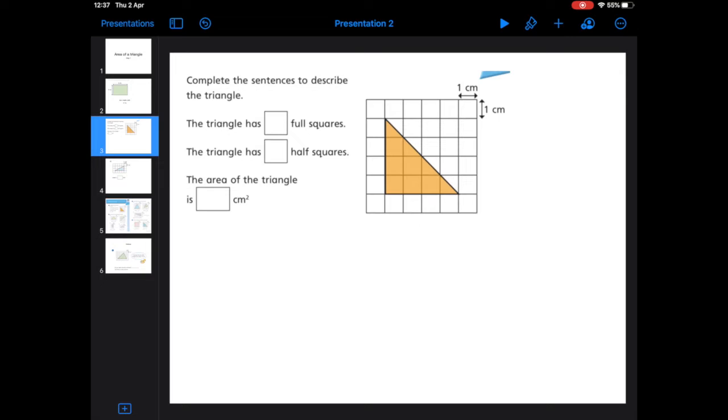So we'll move on today and we'll look at triangles. Because this is only the first step, we're not going to worry about any formula whatsoever. We're just going to simply count the number of squares that we see. So let's count the number of squares on our diagram here. The sentences say, complete the sentences to describe the triangle. The triangle has blank full squares. We're going to count the number of full squares, okay?